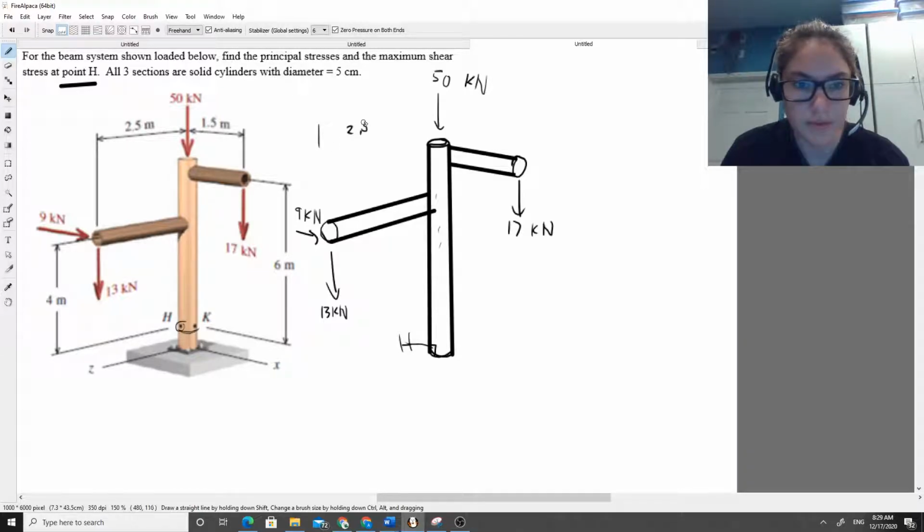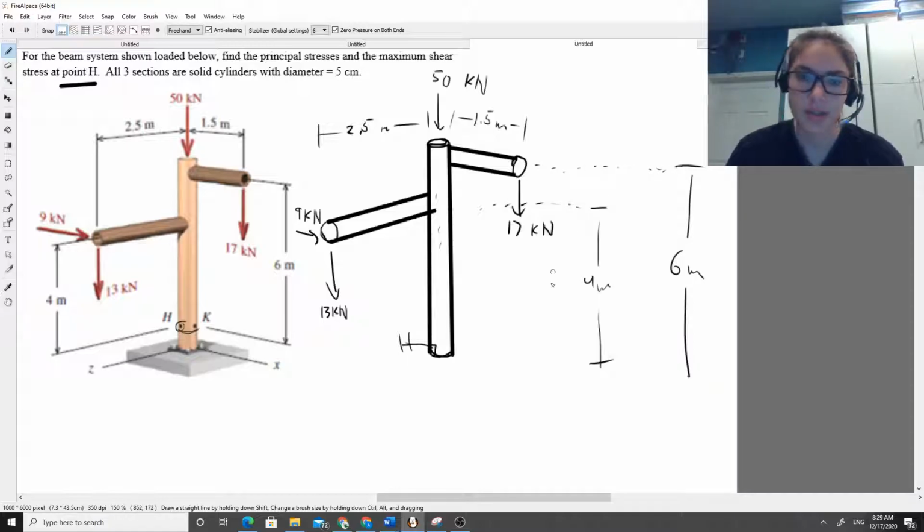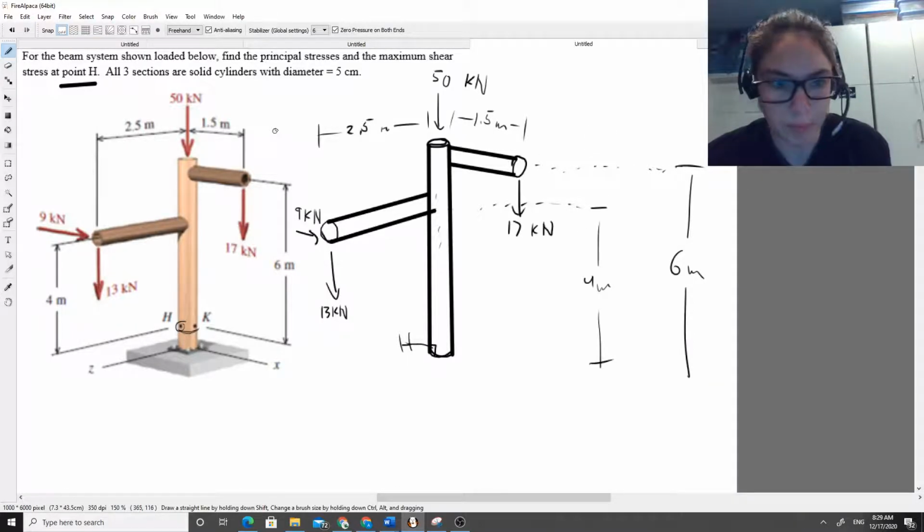Dimensionally, this is going to be 2.5 meters away from the axis of the main cylinder. This is going to be 1.5 meters. And this is going to be, we'll say, 4 meters off the ground for the first pipe. And the second one is going to be 6 meters off the ground for the second pipe, the 1.5 meter pipe.